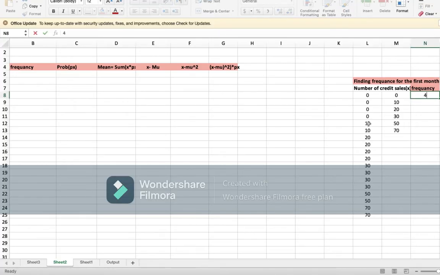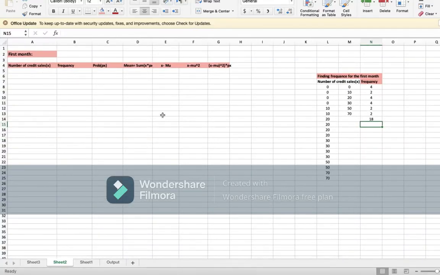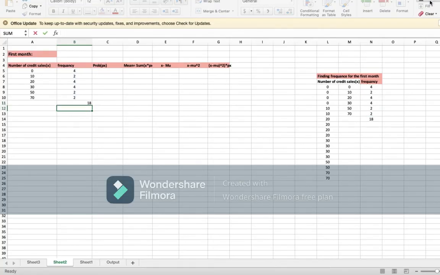So I will write here 4 and 2 for the 24 again 4, so 4, 4, 2, 2. And then I will take the sum, auto sum, enter, we have 18. Now I will go to number of credit sales. I will take this, I will copy it here, also the frequency, and again I will sum all the numbers.